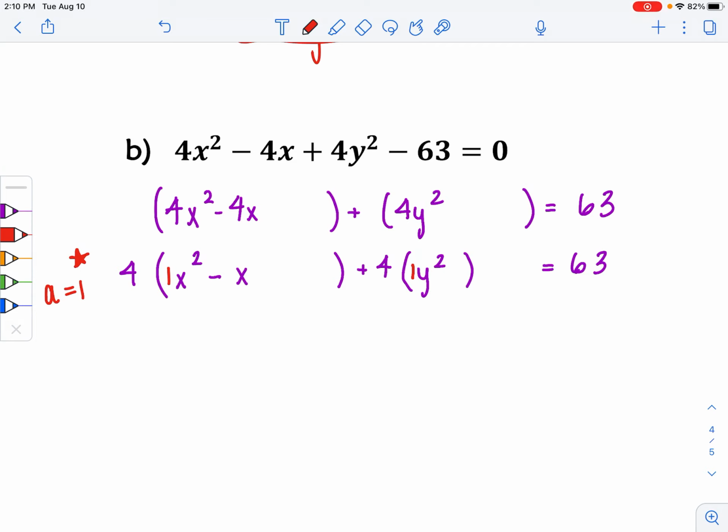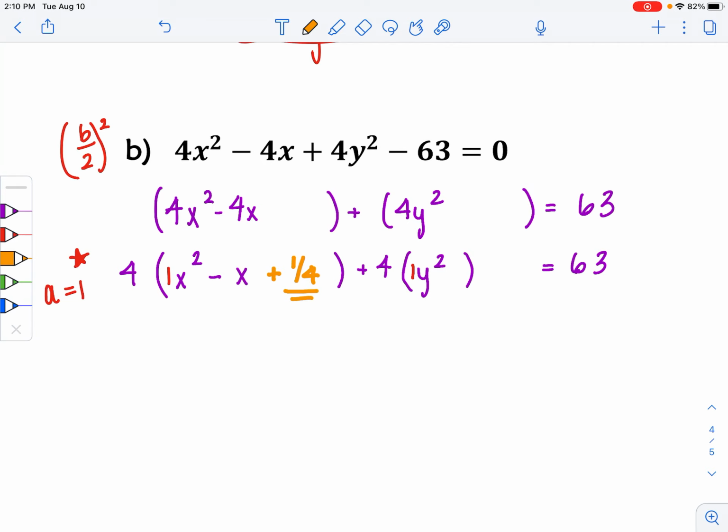So now let's do our b divided by 2 squared. For our first term here, our b value is negative 1. Negative 1 divided by 2 is negative 1/2. Negative half squared is positive 1/4.